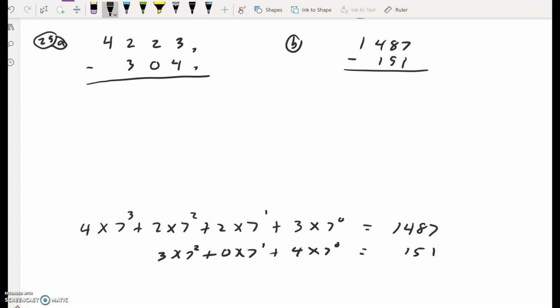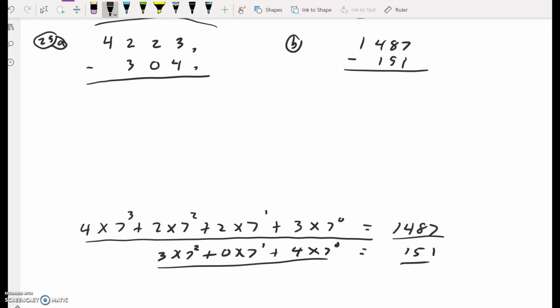Next, let's try problem 25, a subtraction problem in base 7. This time I wrote down the original problem right here as normal, but before we even started, I wrote out what these would be in base 10. I just put in this expanded notation for base 7 and got this result from the calculator and this and got this result. And I came over here and now I'm going to do my subtraction in base 10.